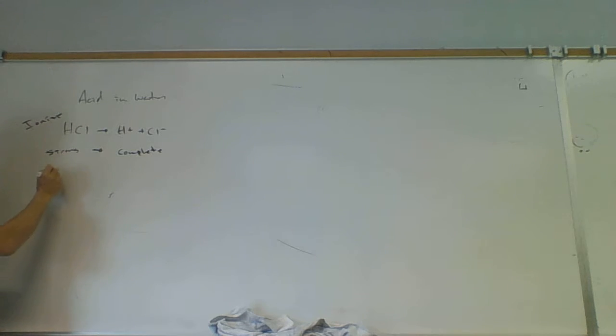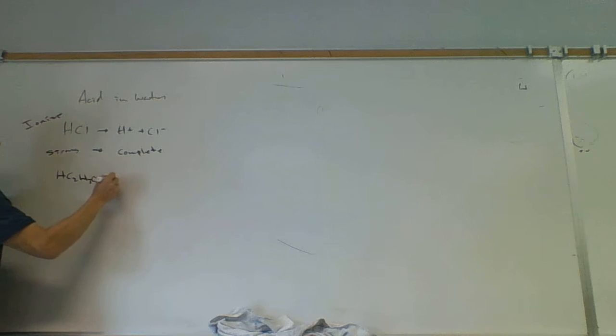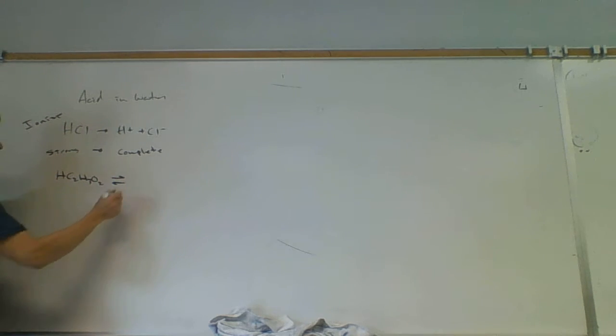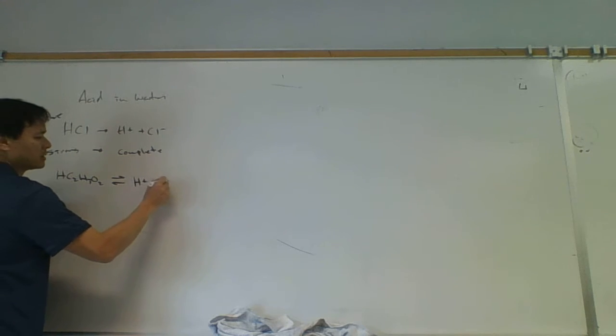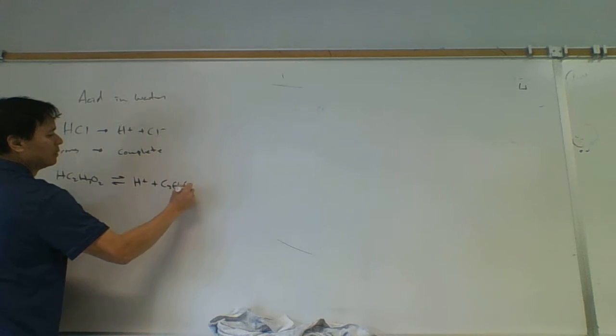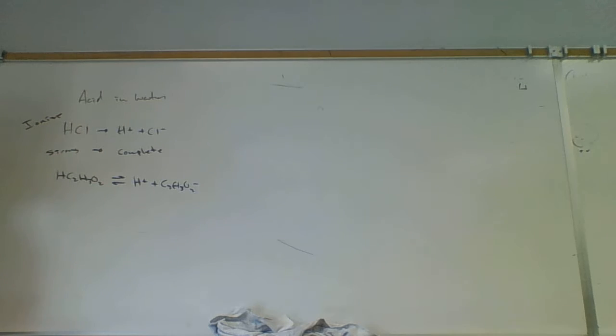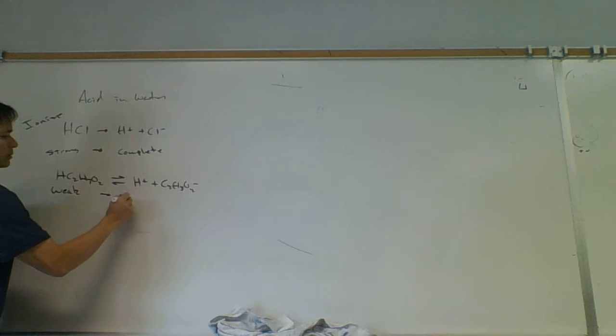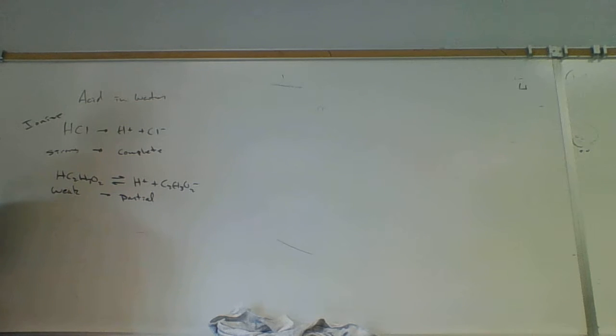A weak acid weakly ionizes. So if I look at acetic acid, it partially ionizes. Since it partially ionizes, I'm going to write a reverse arrow here too, going to H plus and acetate, like that. This is weak, and so it's not complete. In other words, it's partial ionization. Strong is complete, weak is partial.